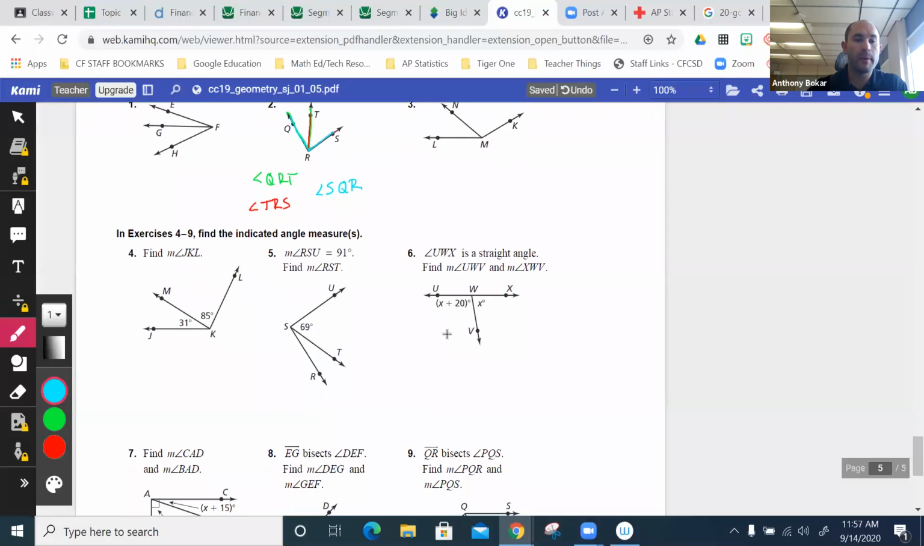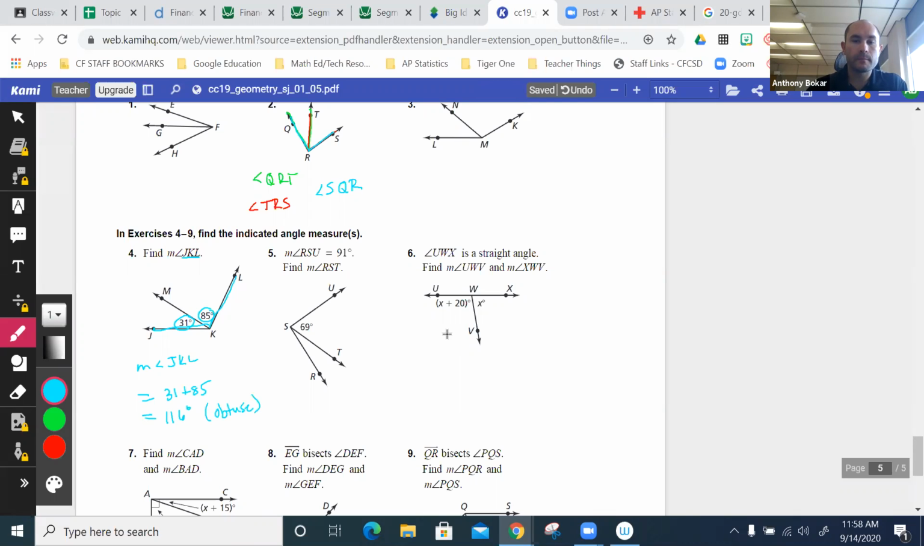Find the indicated angle measure. So we want the measure of angle JKL. So here's J, so J to K to L. Oh, we want that angle measure. Well, we know this angle right here is 31, and that's 85. So the measure of angle JKL is going to be equal to 31 plus 85, which is going to be 116 degrees. So that's also good for understanding it's an obtuse angle. It's bigger than 90, okay?